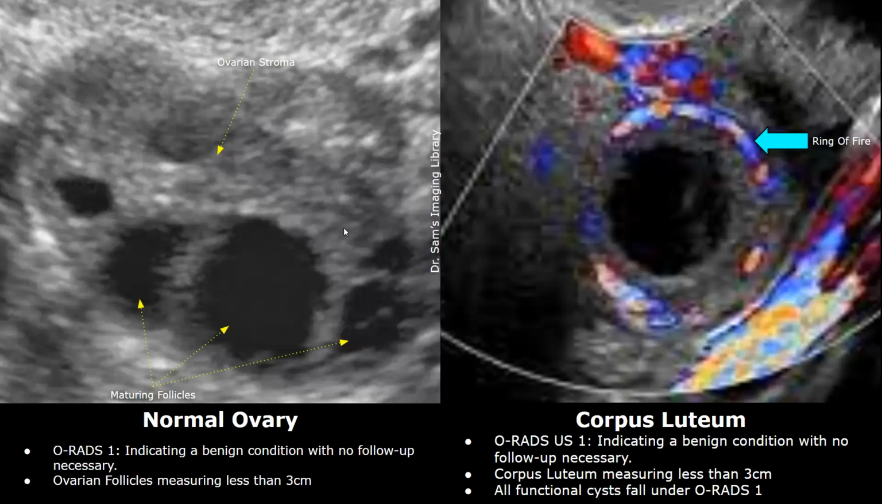A corpus luteum is also under the category O-RADS 1. It is a corpus luteum that is measuring less than 3 centimeters. This is a corpus luteum showing ring of fire sign on color doppler. O-RADS 1 indicates a benign condition with no follow-up necessary. All functional cysts, such as follicular cysts, fall under O-RADS 1 because they are due to physiologic changes in the ovary.